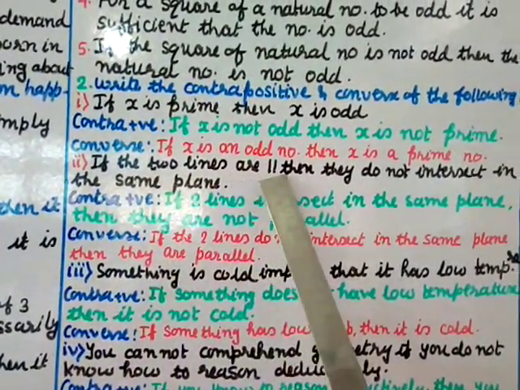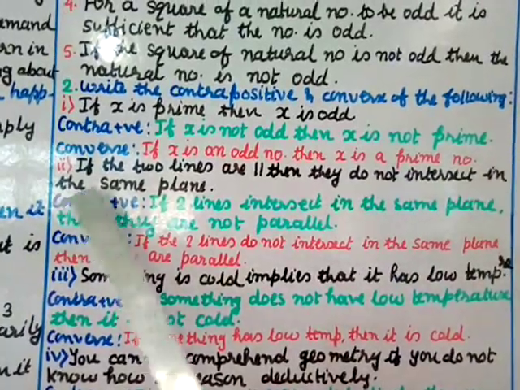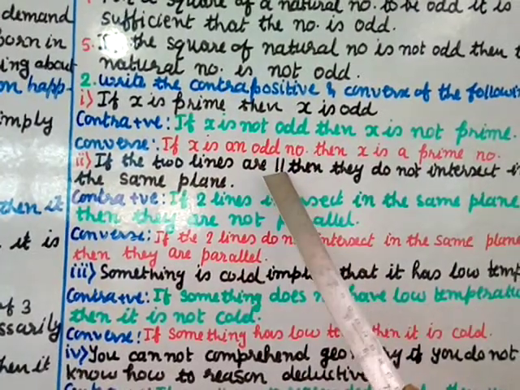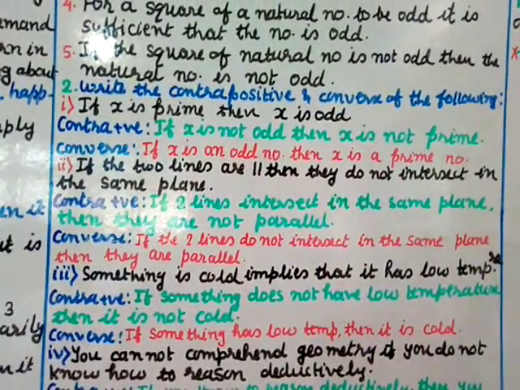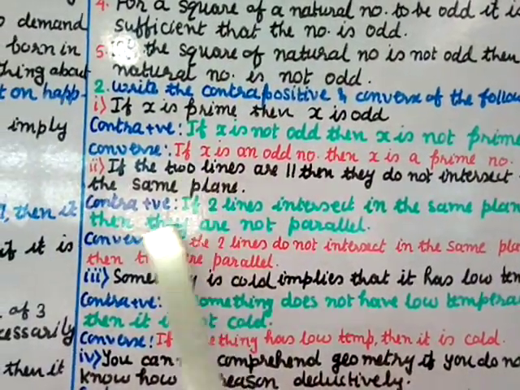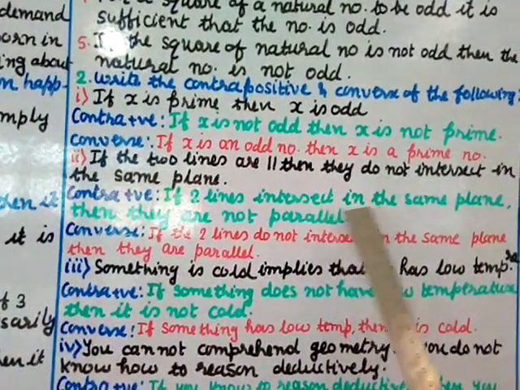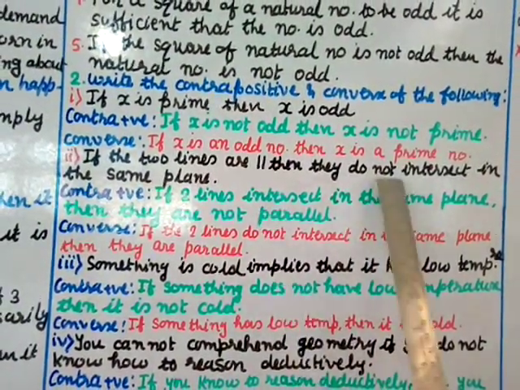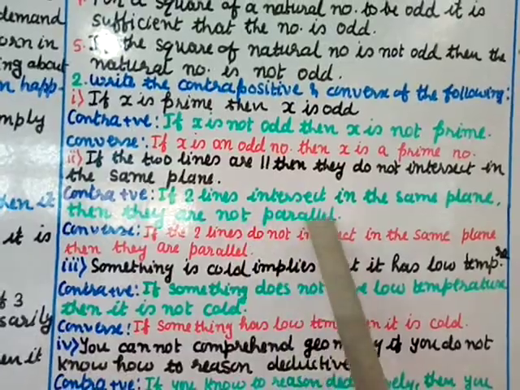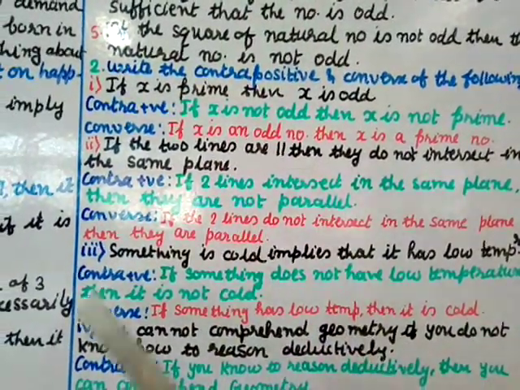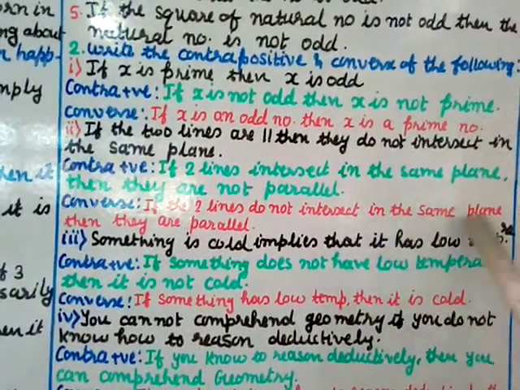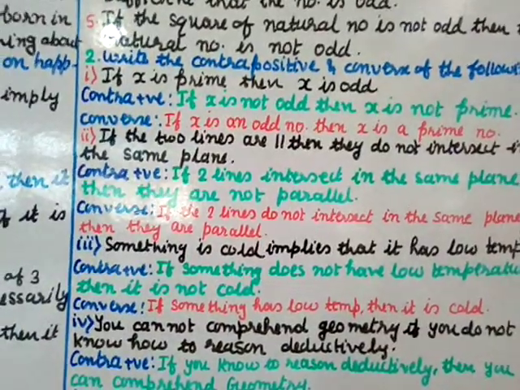Roman number 2. If two lines are parallel, then they do not intersect in the same plane. So first the contrapositive. The first statement, up to here, you call it P, and they do not intersect, you call it Q. So contrapositive is, first you have to write not Q implies not P. So I write here if two lines intersect in the same plane, negation of not intersect is intersect, then they are not parallel. Here they are parallel, here they are not parallel. And converse will be Q implies P. If the two lines do not intersect in the same plane, I am starting from here, then they are parallel, right? So this is the converse.